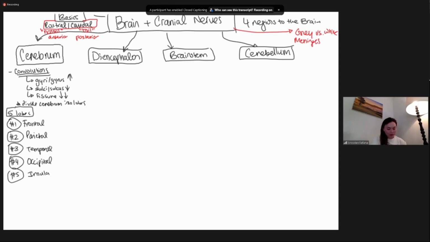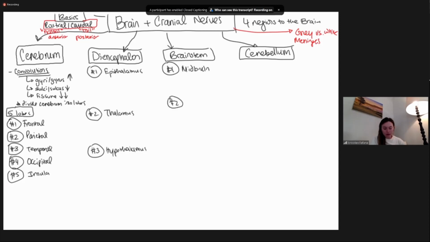Then for diencephalon, we have your epithalamus, thalamus, and then hypothalamus. I'll come back to this page and add more detail. Brainstem, you have your midbrain, pons, and medulla oblongata. And then lastly, the cerebellum, which does not have different parts.